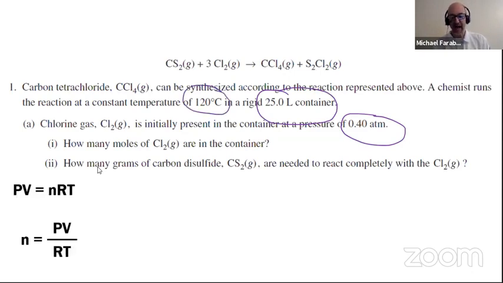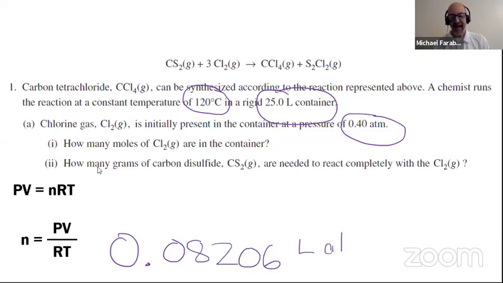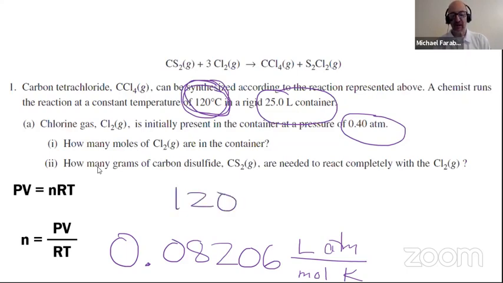So pressure is already in atmospheres, so we can use our ideal gas constant, 0.08206, and that does have units of liters atmospheres per mole per Kelvin. Now, the fact that it's Kelvin, be careful that you don't forget this important step, and that is you cannot plug in 120 into your calculator and get the right answer. So 120 plus 273 is going to equal 393 Kelvin. So it's the Kelvin temperature that you should be using to solve for moles.